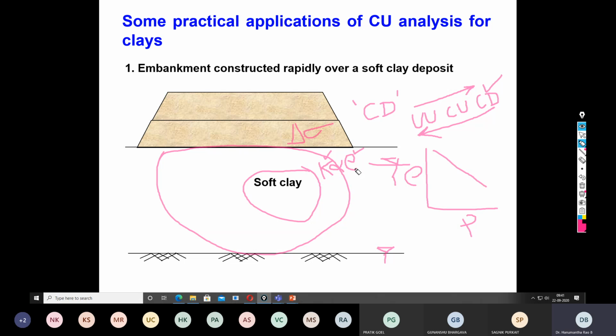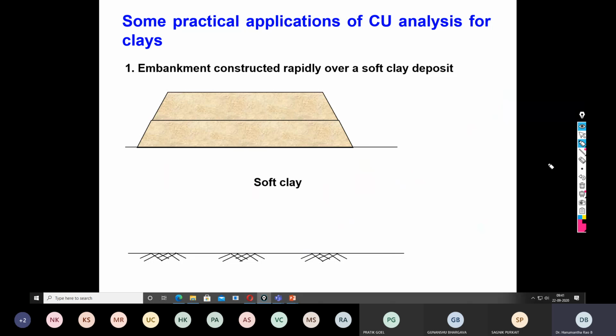Okay, so this is the logic of your entire CU, UU and CD. Once you understand this crux of the UU, CU and CD, everything is governed by how soon you are imposing delta sigma, either temporarily or permanently. So if you have any questions, you can ask me.